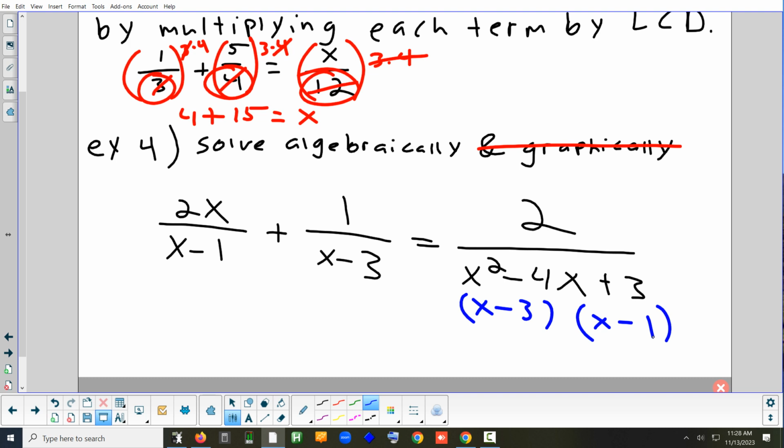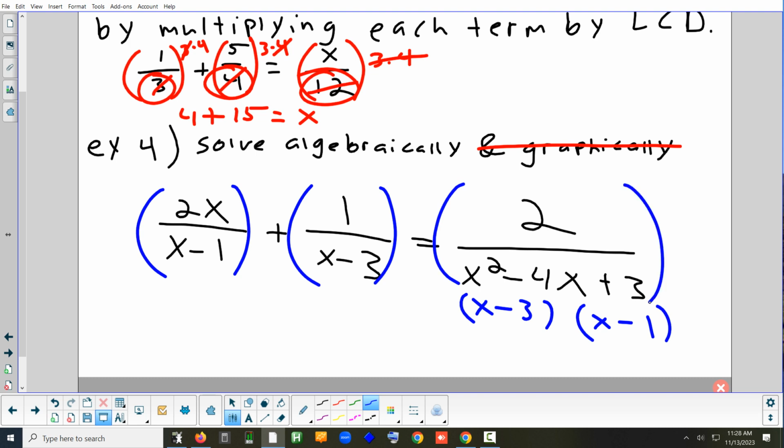Yes. Perfect. Now we're going to multiply everything there by the least common denominator. It's going to be pretty similar to what we did up above. What's the least common denominator this time? x minus 3 times x minus 1. Yes, it's the x minus 1 times the x minus 3. And they're all going to get multiplied by that. So x minus 1, x minus 3, x minus 1, x minus 3.